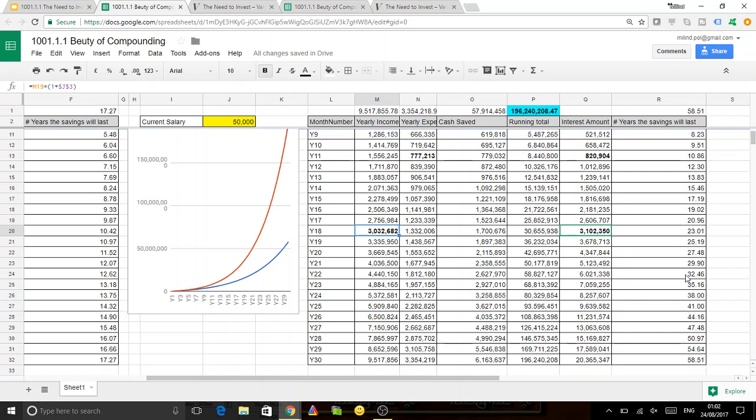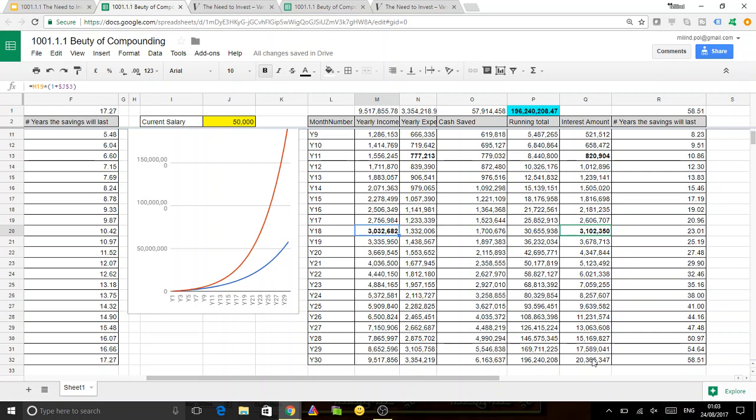Even if you have the best of the best job with a 10% increase every year, after 18 years, the money you have saved, a small amount of money, not even 40% of your salary, grows to a level where it earns you more interest than your income. So that's the beauty of compounding.